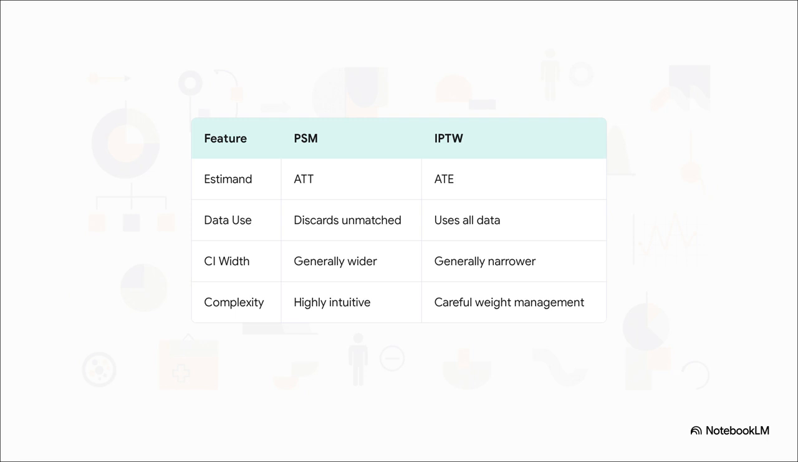IPTW, on the other hand, estimates the population-level ATE. Because it preserves your full sample size, it generally provides narrower confidence intervals and greater precision. But, as we just discussed, it requires highly careful management of extreme weights. I should also mention older techniques like propensity score stratification or simply adjusting for the propensity score as a single covariate in a regression model. We now know that these are mathematically inferior for removing confounding compared to matching or weighting, and they are generally no longer recommended as primary techniques.